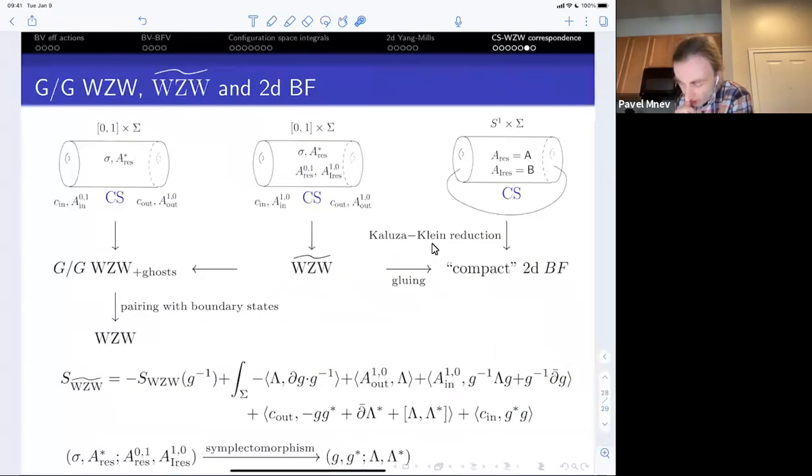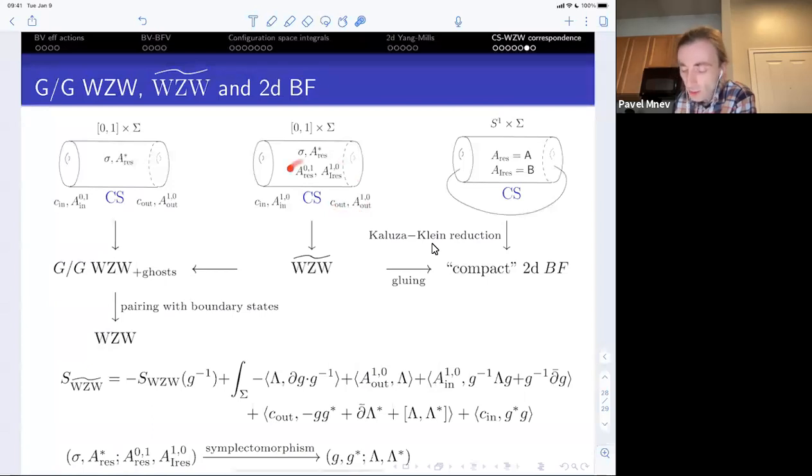But I wanted to just very briefly say that this is a part of the following picture. So we have this cylinder with boundary conditions I talked about. The effective action is the partition function gives this gauged WZW enhanced with ghosts. If you pair with two particular boundary states, namely putting all those boundary fields to 0, you get the pure WZW. Now you can also consider the same story, but with 1-0 polarization on the in boundary, everything else the same on the out boundary.